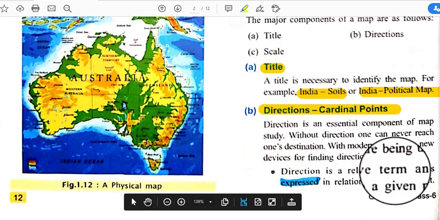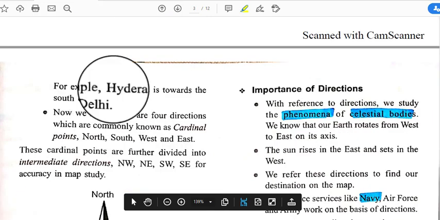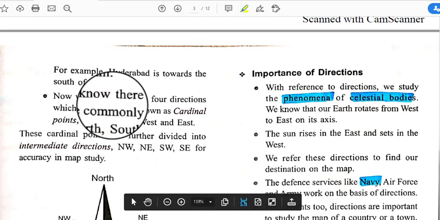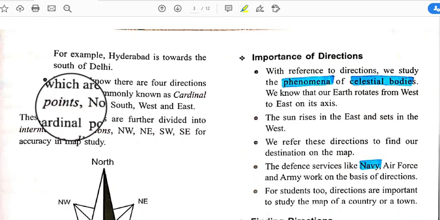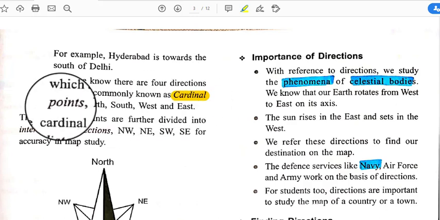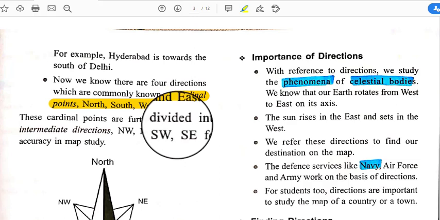Direction is a relative term and is expressed in relation to a given point. For example, Hyderabad is towards the south of Delhi. Now we know there are four directions which are commonly known as cardinal points. They are north, south, east, and west, and they are called cardinal points.